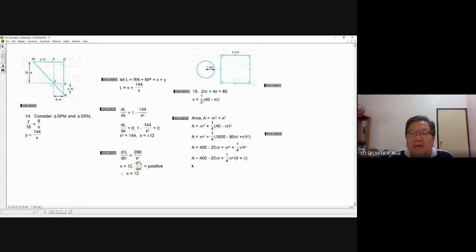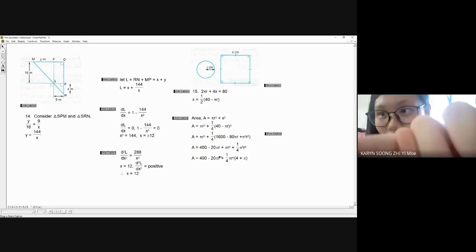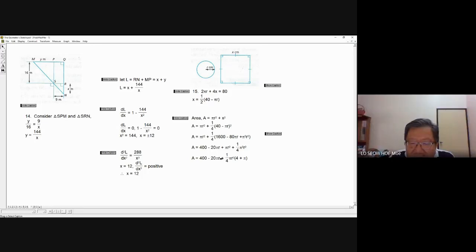So in order to find the R that will give rise to a minimum value of A, you have to differentiate the A. Differentiate 400, you get 0. Differentiate minus 20 pi R, this is first degree, so the R will disappear. And differentiate R squared; the others you don't care, you just copy the same. Because pi is not a variable, 4 is not a variable, you just leave them alone. You only differentiate the R squared and it becomes 2R, then multiply with the others.